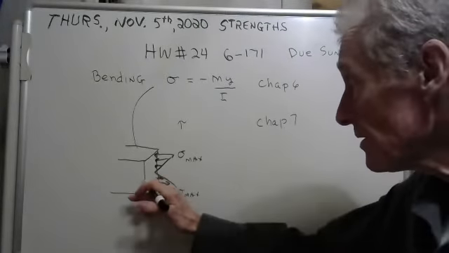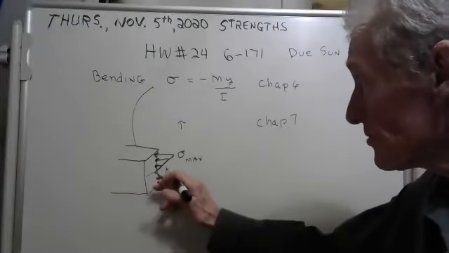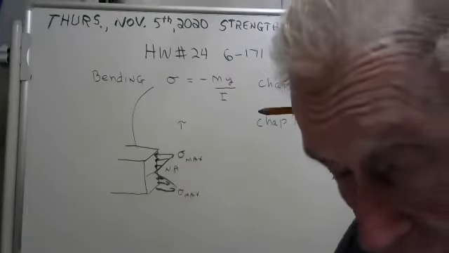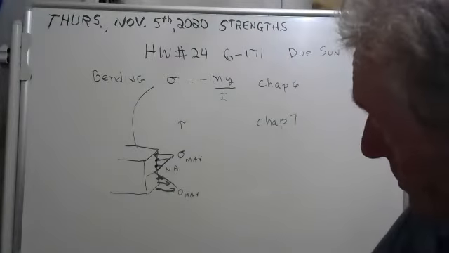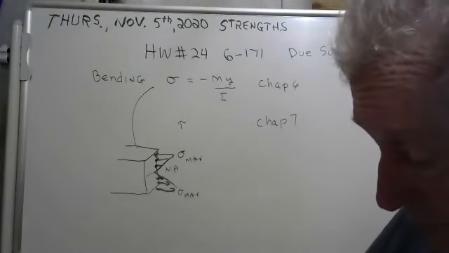And right here they have a name for this. It's called the neutral axis. There is no stress there at the neutral axis. It's not tension and it's not compression. There's just no stress, there's no strain.